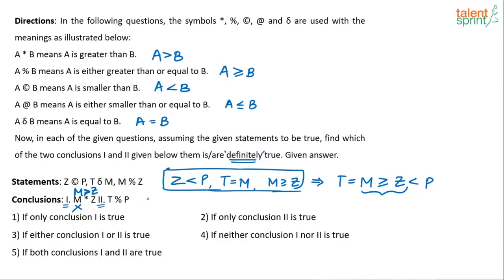So basically this means T is greater than or equal to P. Is T greater than or equal to P? No. See, basically T is equal to M, right? So T and M can be replaced. So I can have T in place of M here.